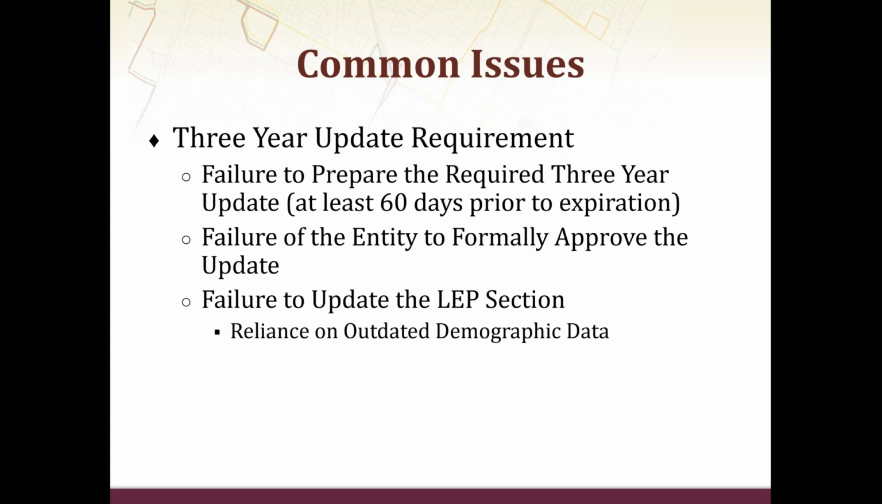Failure of the entity to formally approve the update. Remember, the Title VI plan has to be formally approved by your board of directors. And then failure to update the LEP section. This is the demographic data where we want you to use the American Community Surveys so that we've got the most recent up-to-date data for your 4-factor analysis.